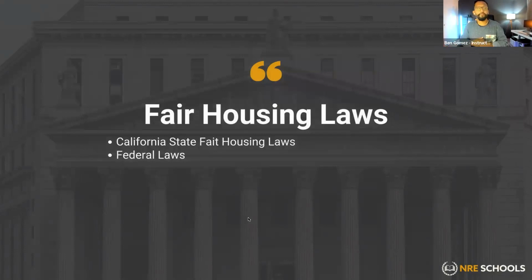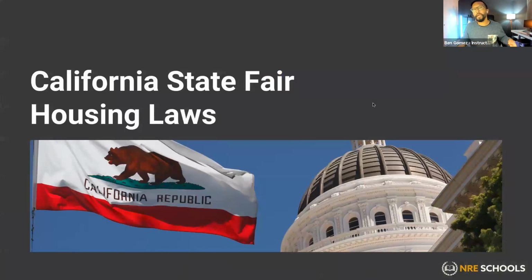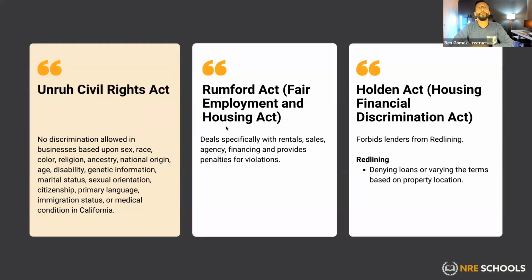So let's talk California state fair housing laws. Let's talk federal laws. These are super important. These also fall in the category of fiduciary duties. So let's first start off with California state fair housing laws. We need to know what the Unruh Civil Rights Act is.